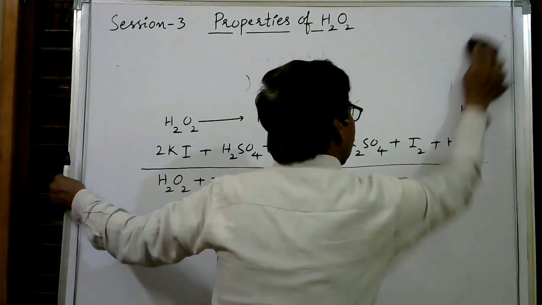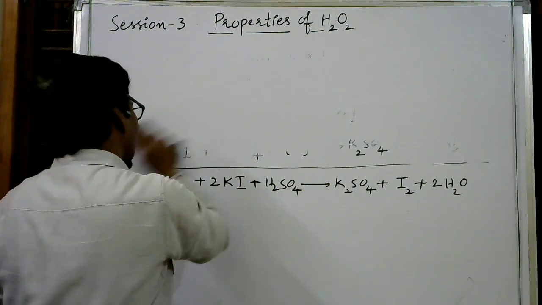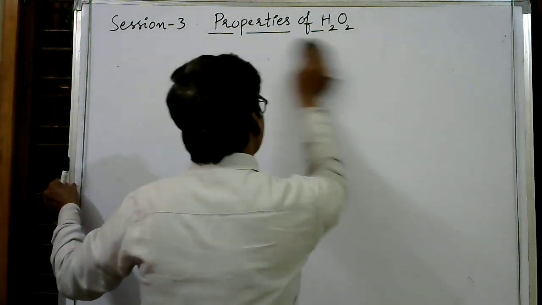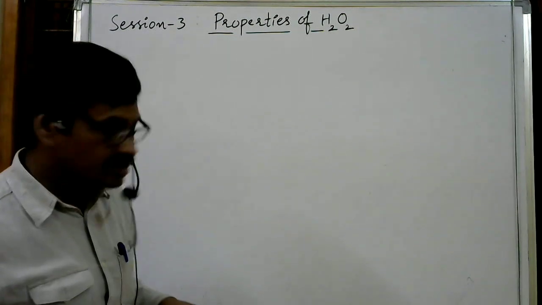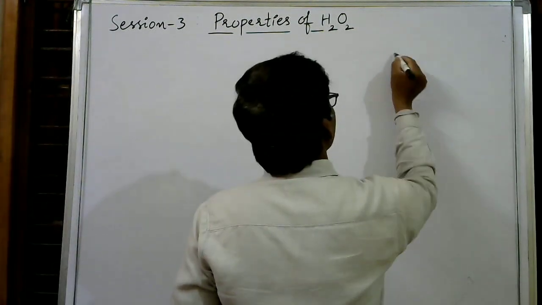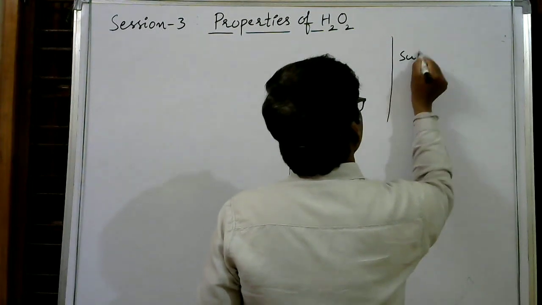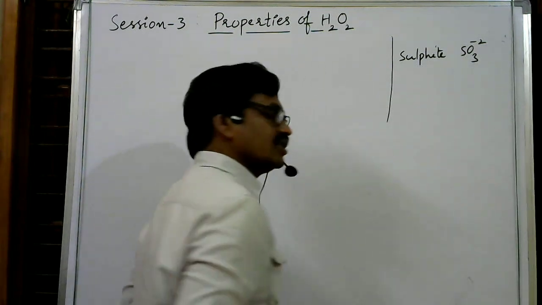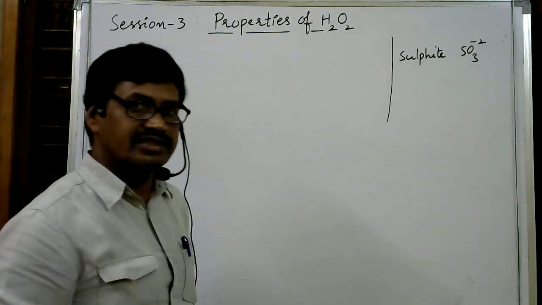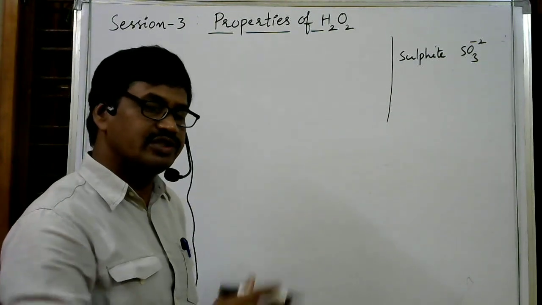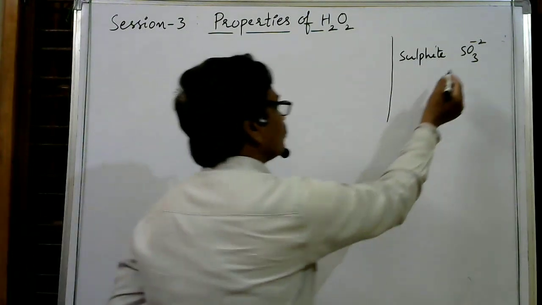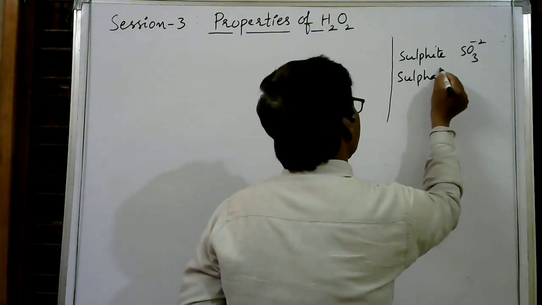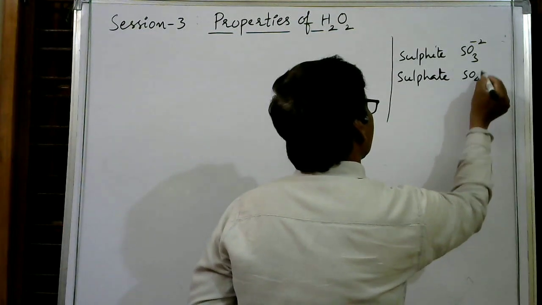Hydrogen peroxide oxidizes sulfites to sulfates. Sulfate ion I am writing here. Sulfate means maybe sodium sulfate or potassium sulfate, anything. But the sulfate ion you should know. What is the sulfite ion? Here I am writing. Sulfite means SO3 minus 2. It is from sulfurous acid, H2SO3. If we remove 2 hydrogens, we can get SO3 minus 2. It is the ion from sulfurous acid. Sulfites to sulfates. Sulfate means it is from sulfuric acid. It is SO4 minus 2.